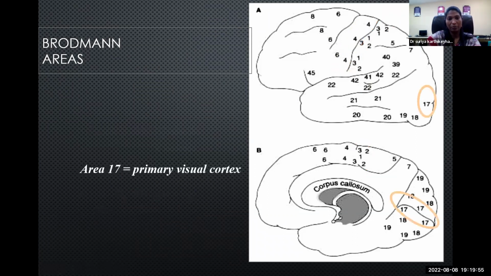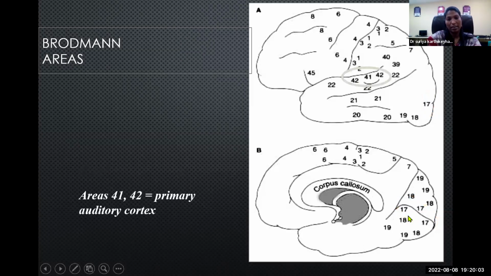And then we have area number 17. Area number 17 in the occipital lobe is for the visual cortex. And then areas 41 and 42 are present in the temporal lobe, in the superior temporal gyrus. That is the primary auditory cortex.